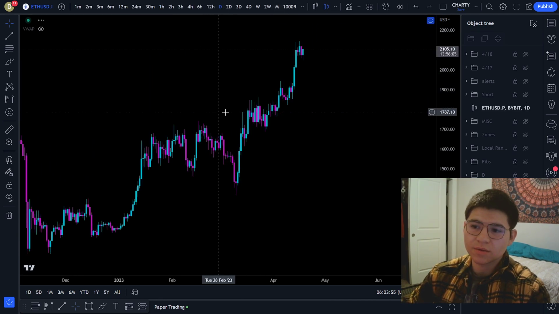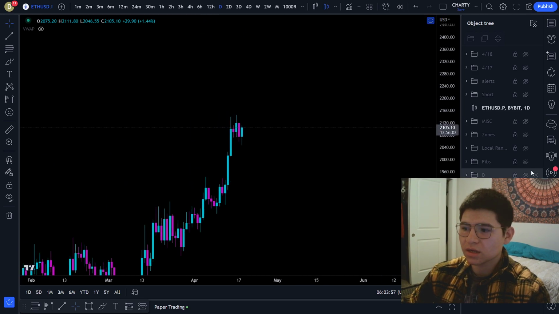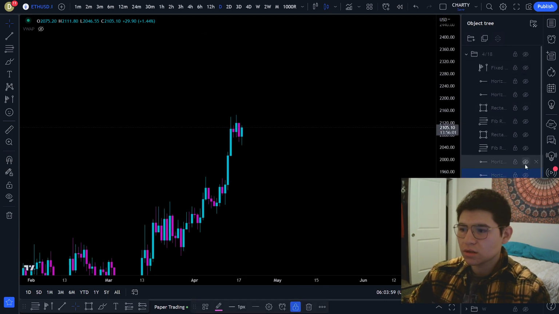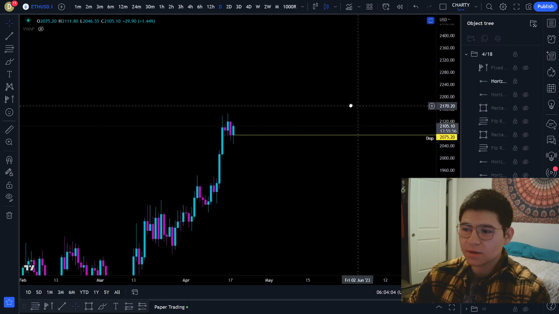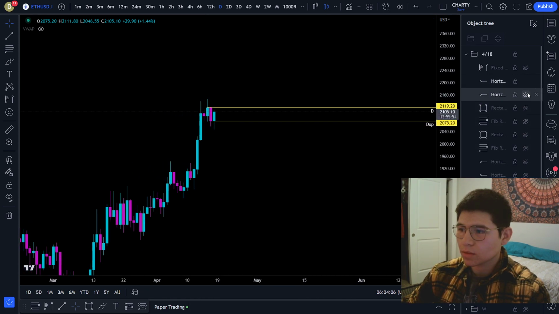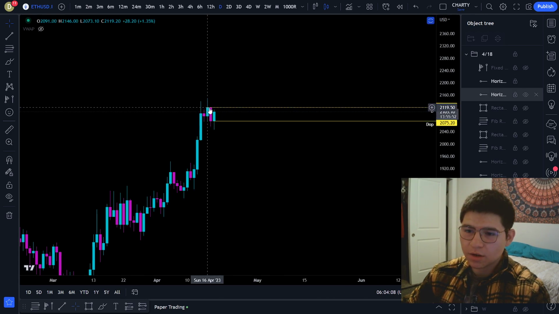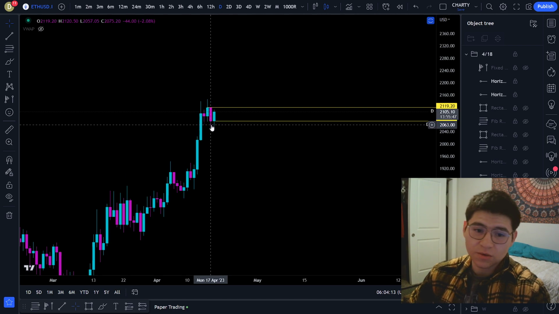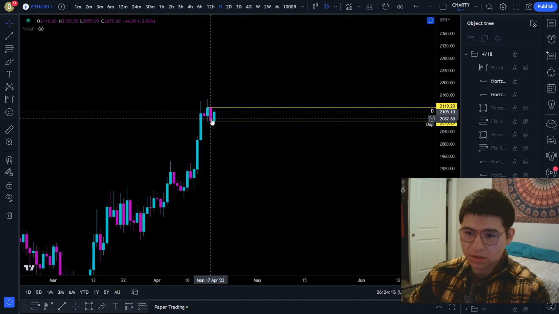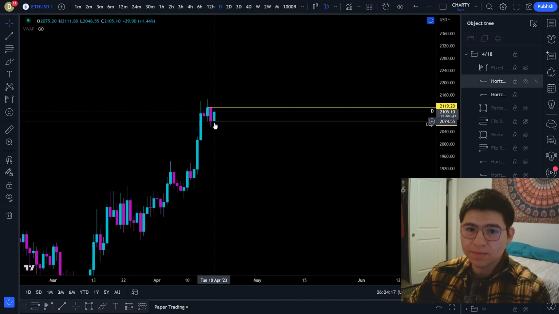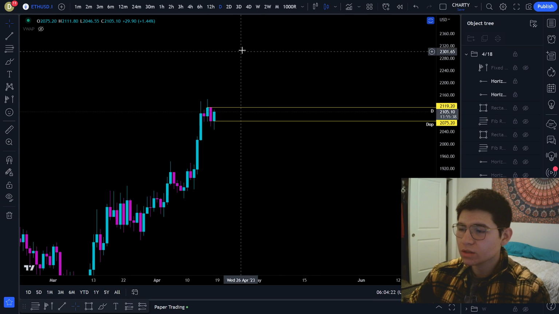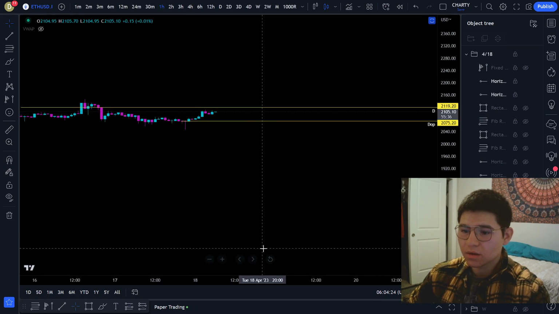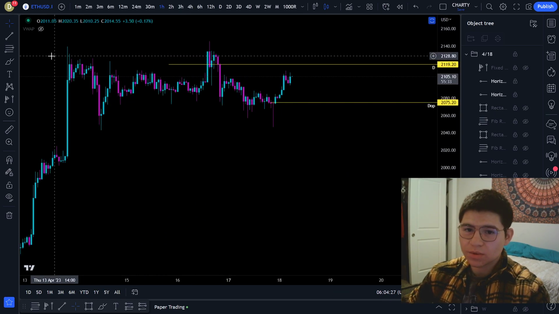Well, I started on the daily. I realized that the daily had a level right up here that we could be coming up to test before we dump today, because I do think we're gonna come down today, but we'll get to that in a second. And then the daily open at 2075 ish. So once I got those two levels, I went back into the 1 hour.